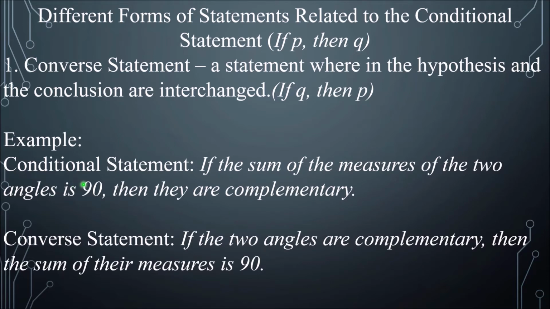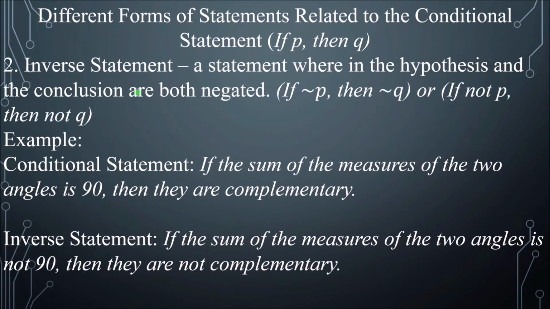Let's have an example. The conditional statement: if the sum of the measures of the two angles is 90, then they are complementary. Converse: if the two angles are complementary, then the sum of their measures is 90. So as you can see, the hypothesis here becomes the conclusion. And the conclusion here in the conditional statement becomes the hypothesis. That is converse statement. If Q then P.